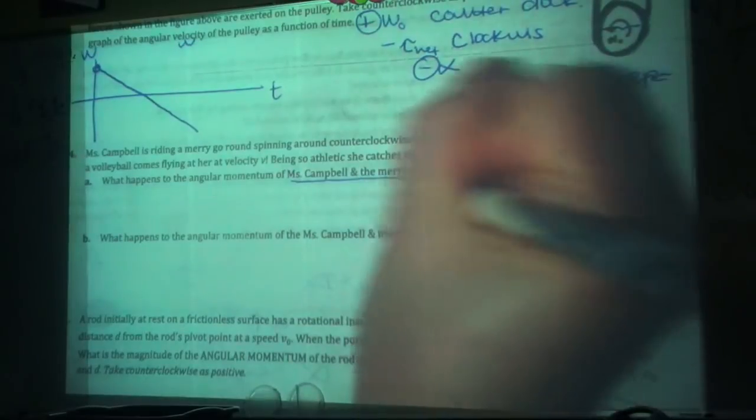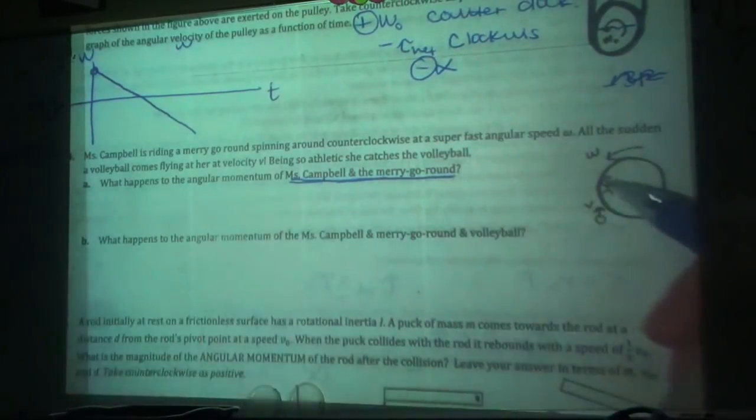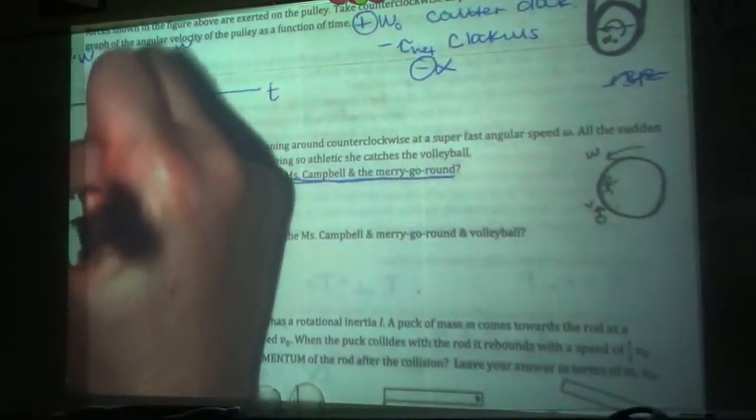Now, it's tempting to say angular momentum is conserved, and it definitely is within a system if there's no external torque. In this case, if I'm just talking about me and the merry-go-round, we do have an external torque. The volleyball is coming in, and when I catch it, it's going to put a torque on me. It's going to push me back a little bit as I go around. So my angular momentum is going to decrease.